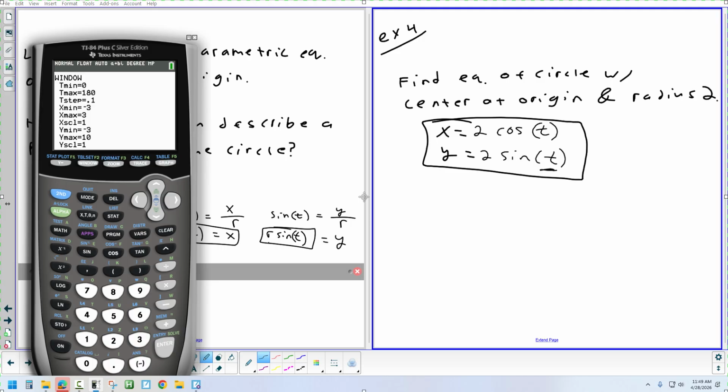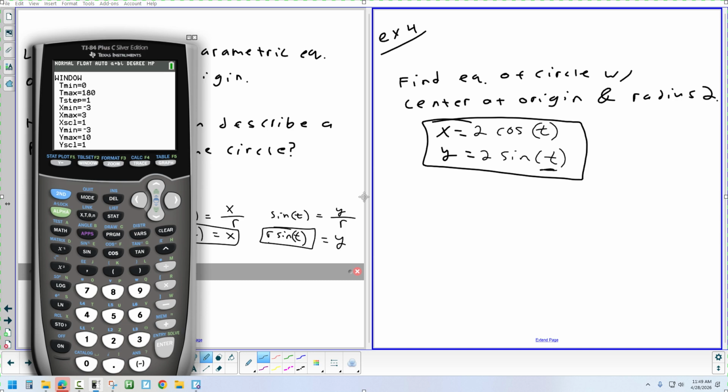Now, what would be a good t-step value if you have to count from 0 to 180 and I don't want to have thousands of points? Yeah, 1. You go by 1. 180 calculations to do is not bad. How fast does it do 1 point? Do you know the speed of it? Does it do like 10 points a second? It depends on the complexity of the formula. So if the formula is more complex, it might go a lot slower.